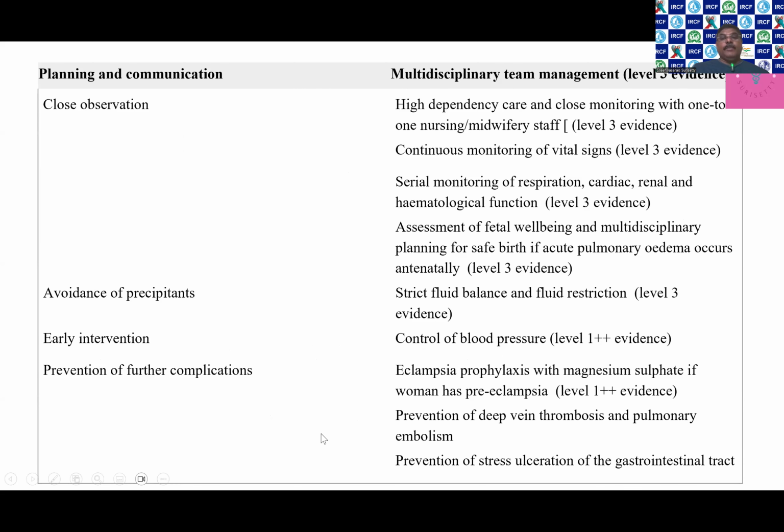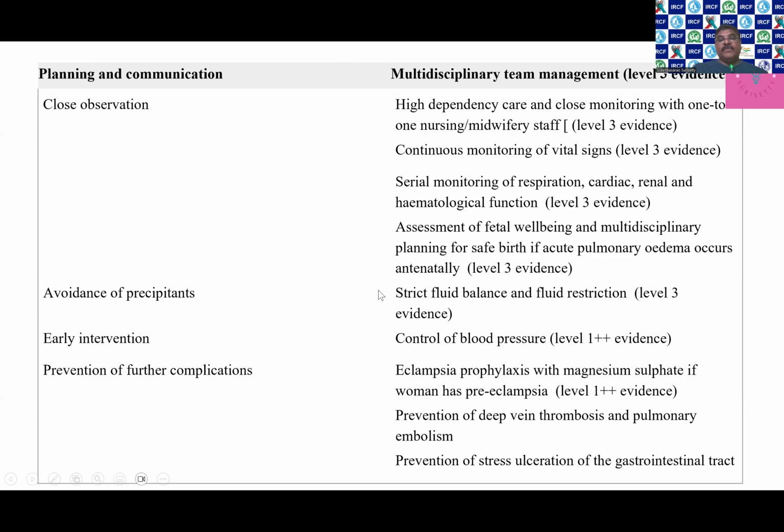So planning and communication: it should be multidisciplinary team management. We can involve the obstetrician, anesthesia and intensivists. The patient should be taken care of in high dependency care with close monitoring and 1-to-1 nursing. Level 3 evidence: continuous monitoring of vital signs and serial monitoring of respiratory, cardiac, renal and hematological function, assessment of fetal well-being, and multidisciplinary planning of safe birth if acute pulmonary edema occurs antenatally.